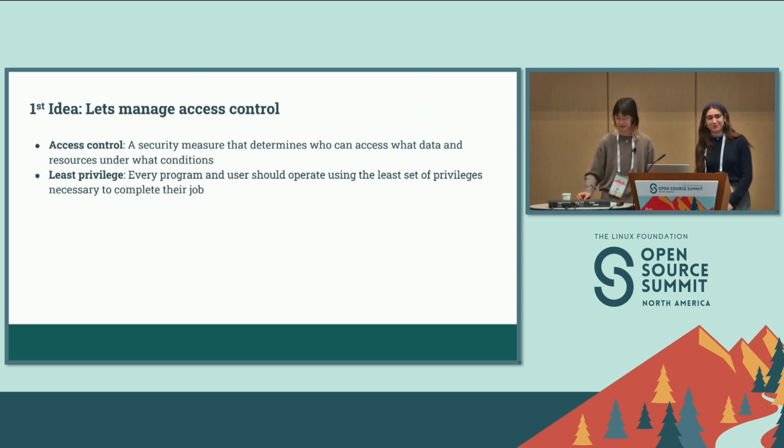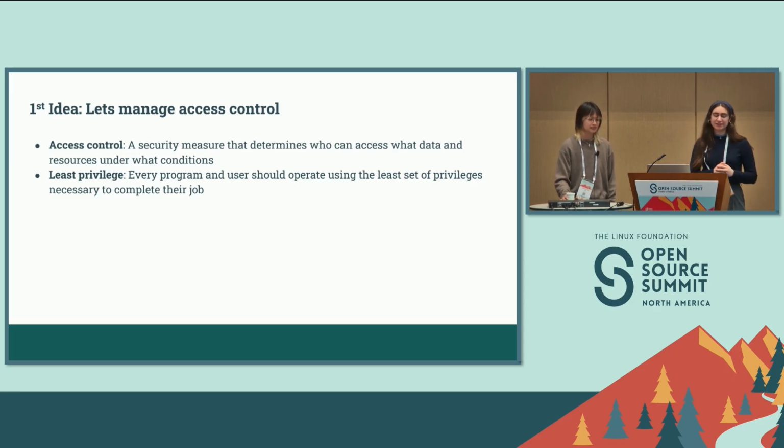As we get into our first security practice that we want to cover, we want to talk about access control. Access control is a security measure that determines who can access what resources and under what conditions, and in addition, what that access looks like. When we talk about access control, we want to keep in mind the idea of least privilege, which means that every program and user should only operate with the minimum amount of privileges that is necessary in order to complete their job.